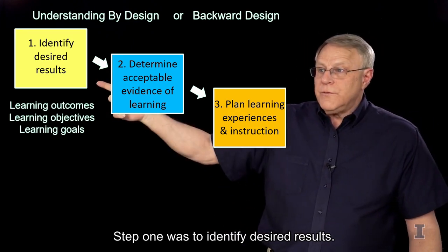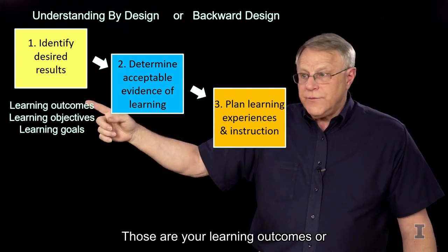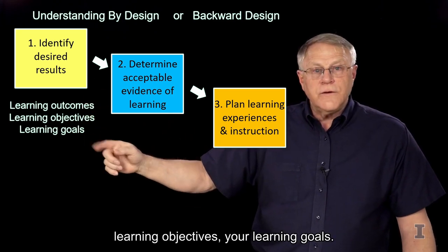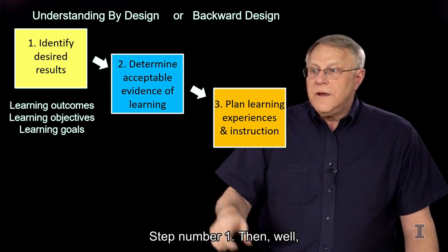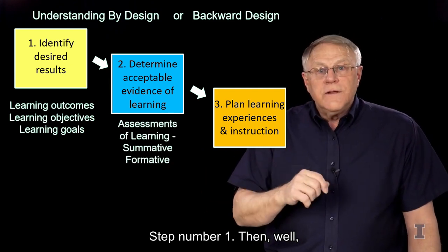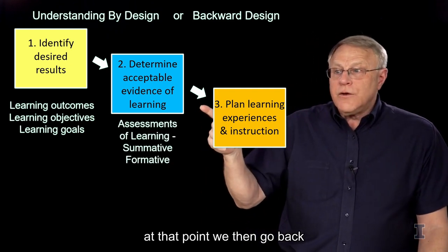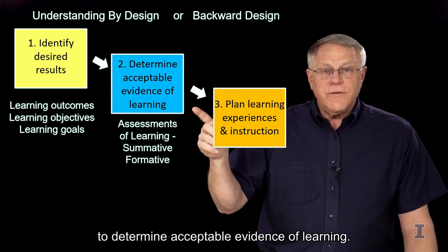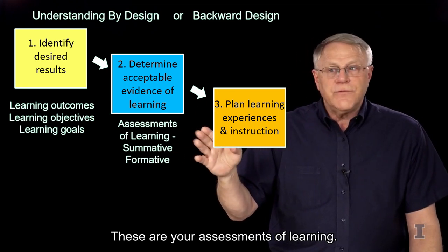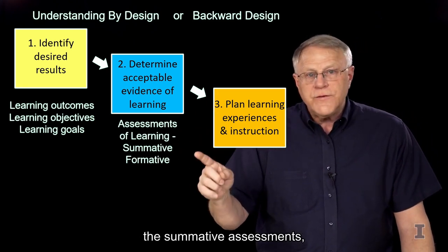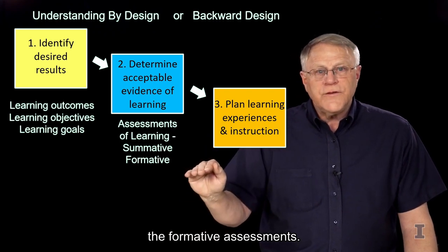Step one was to identify desired results. Those are your learning outcomes, your learning objectives, your learning goals. Step number one. Then, at that point, we go back to determine acceptable evidence of learning. These are your assessments of learning, so when we talk about the summative assessments and the formative assessments.